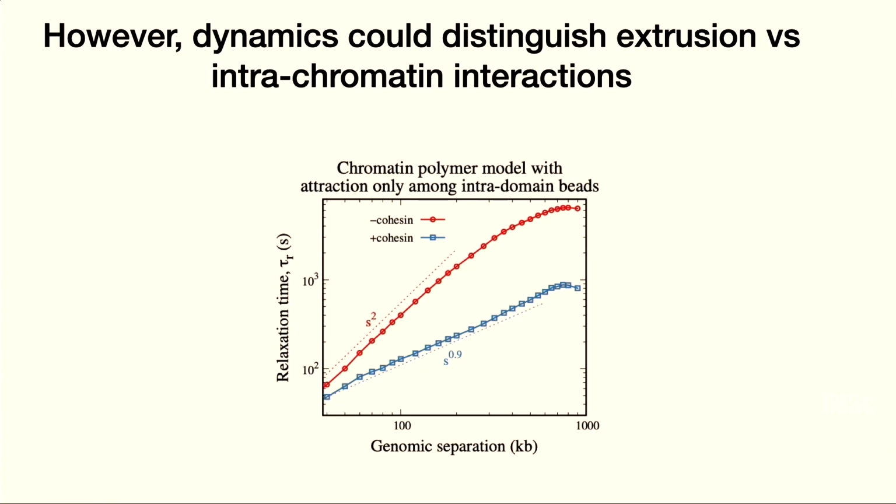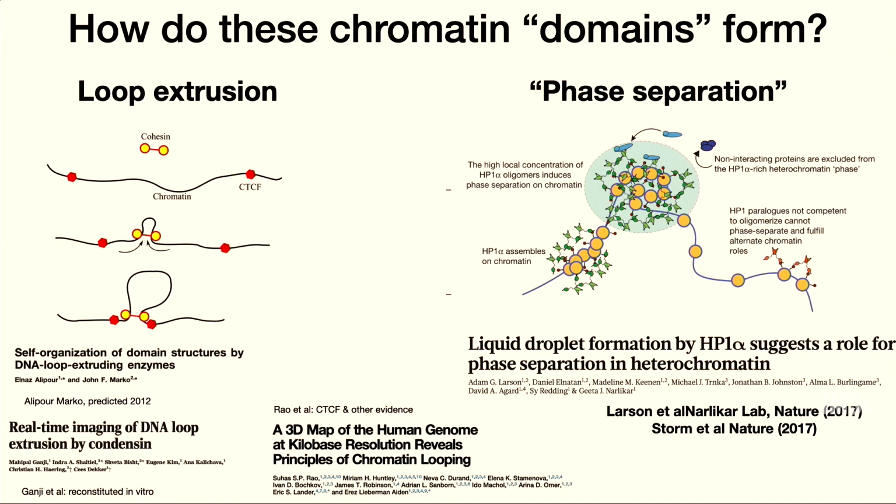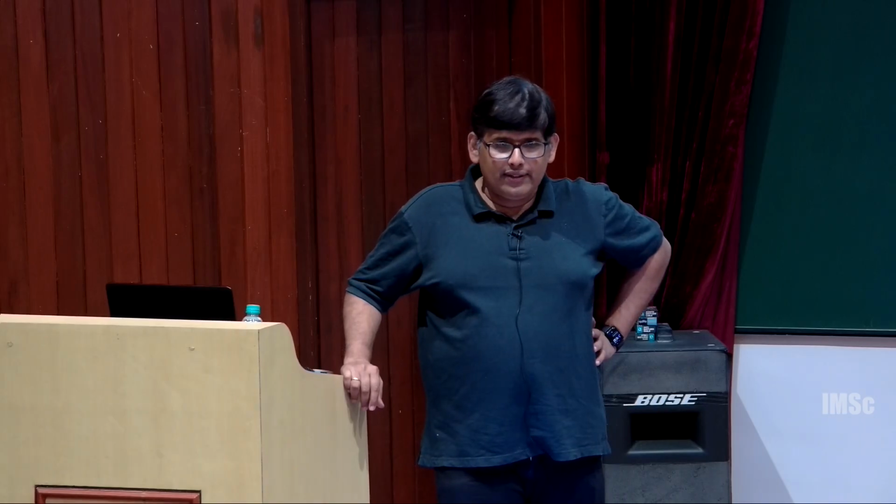Average static structure may not. So with this I will stop. To summarize, we studied the polymer properties of chromatin, using bead-spring chain models to describe chromatin, and we predict bead size and all the parameters, soft potential, and some aspects of loop extrusion versus interchromatin interaction. I will be happy to discuss this more after the talk and during the lunch break, and I will be happy to take questions if there are any.